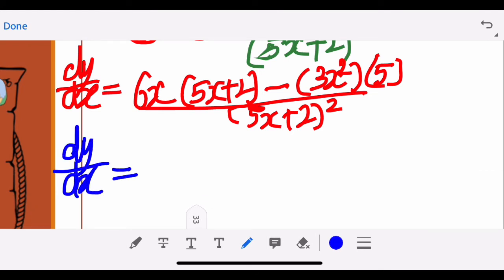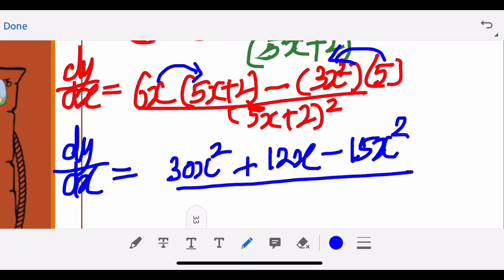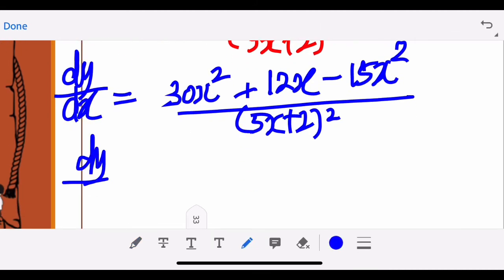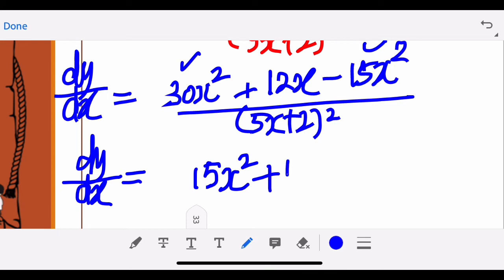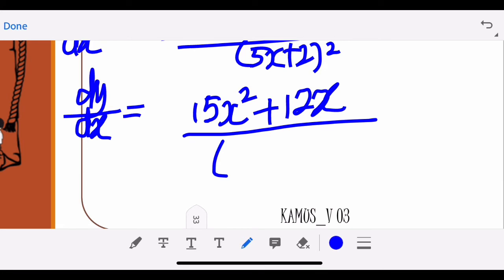Okay, let's simplify. 6 times 5, 30x squared. 6 times 2, 12x. Minus 5 times 3, 15x squared, right? And then over 5x plus 2 squared, right? So now I simplify further. So the answer is 30 minus 15, 15x squared plus 12x, over 5x plus 2 squared, right?